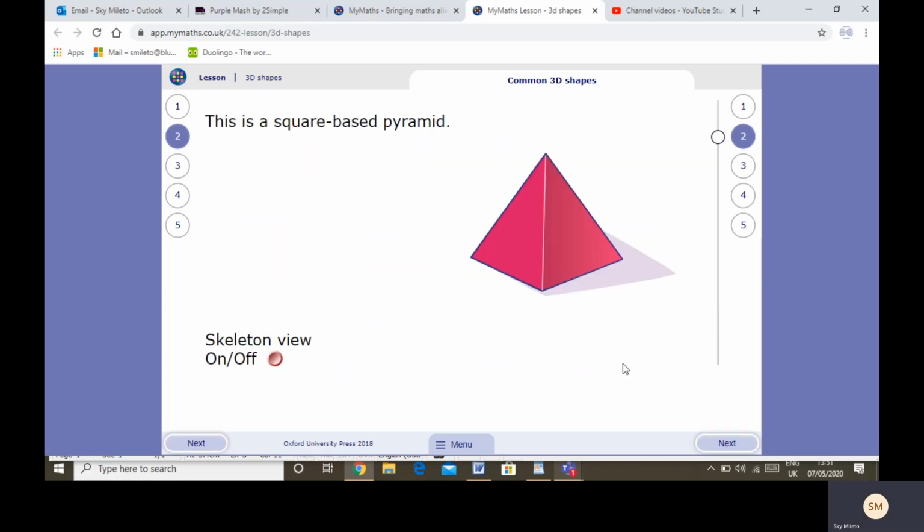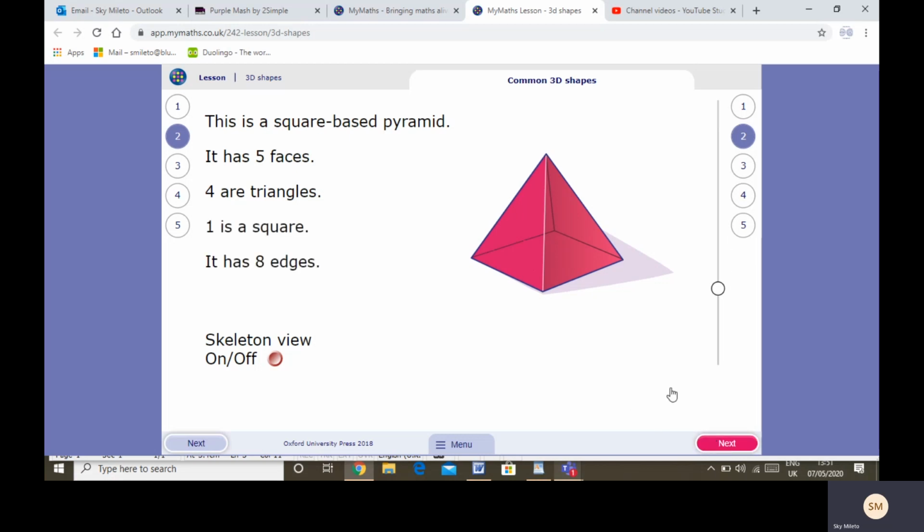Final one, a square base prism. Very similar to the triangular base prism, but instead of the bottom being a triangle, it's a square. 5 faces, 1, 2, 3, 4 around the top and 1 at the bottom. The 4 around the sides are triangles, and the bottom one is a square. 8 edges, 1, 2, 3, 4, and then 4 around the square at the bottom. And 5 vertices, 1, 2, 3, 4, and then the one at the top.